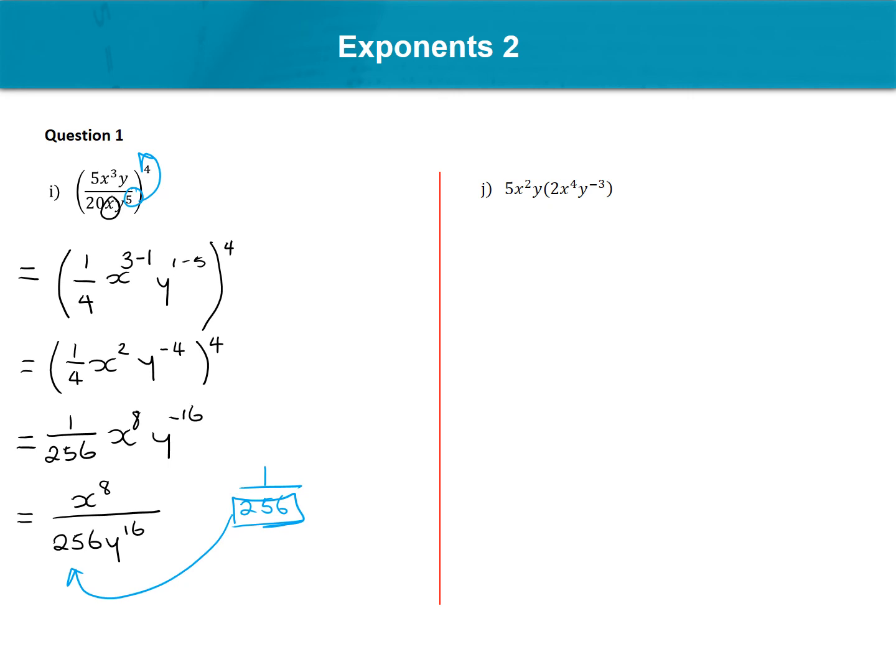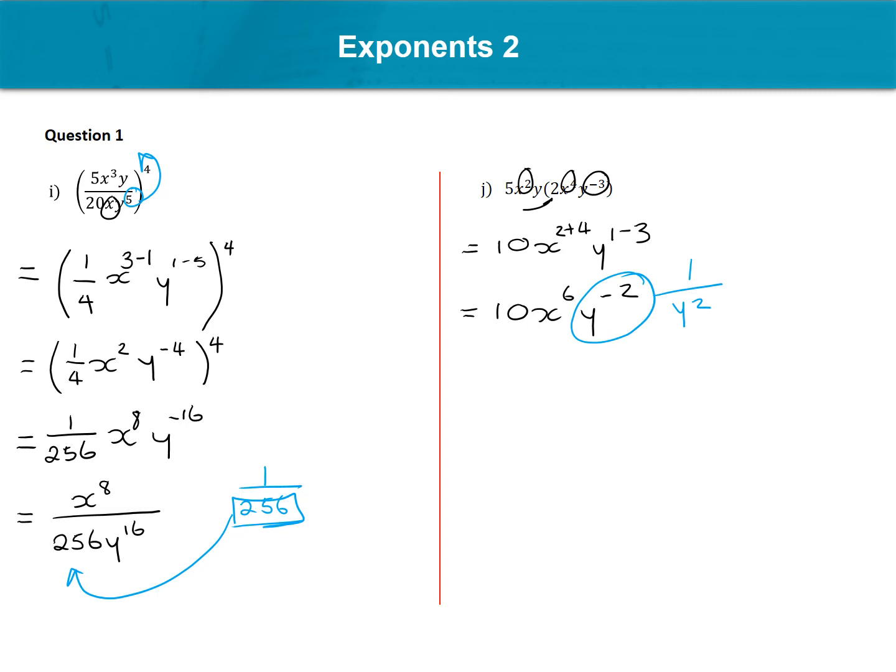Looking at question J, we have something in front of the bracket, but the bracket is not raised to a power, which means we can multiply into our bracket. When we multiply exponents, we add them. So 5 times 2 is 10. X to the power of 2 here plus 4. And then y to the power of 1 minus 3 gives you 10x to the 6, y to the minus 2. But this, we can say it's 1 over y squared. It's the same thing. So let's write this as a fraction. So we have 10x to the 6 all over y squared. That's just being able to write it in a more simplified way.